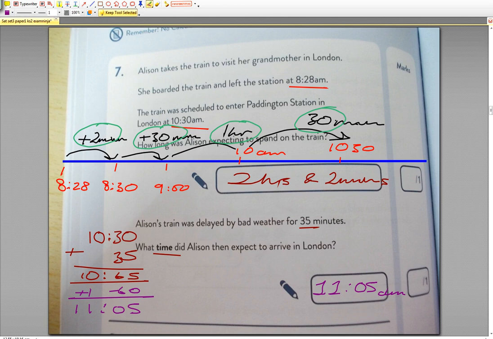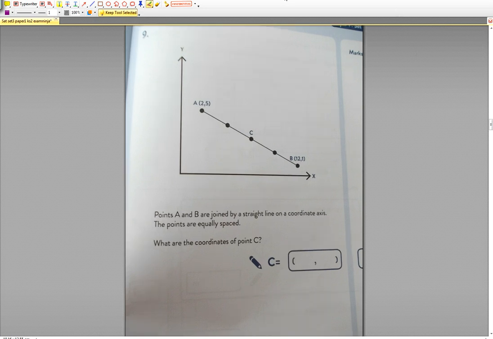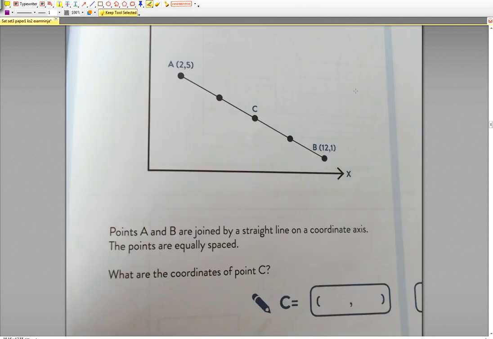Okay, should we move on? Okay, question number 8. Should we zoom in on this one a little bit? Okay. Whoa, that's big.